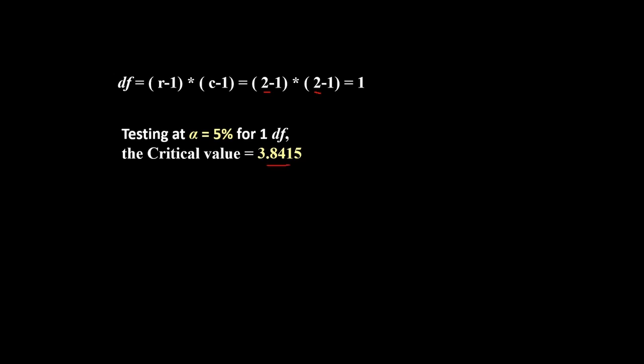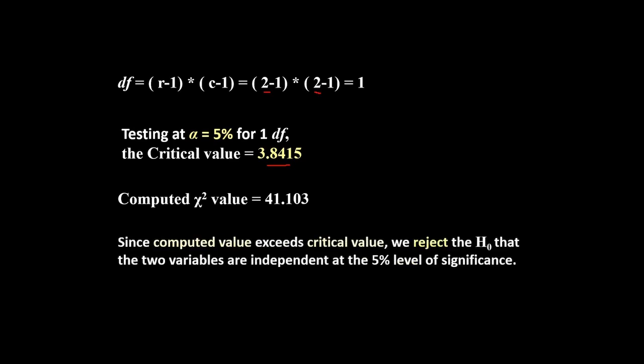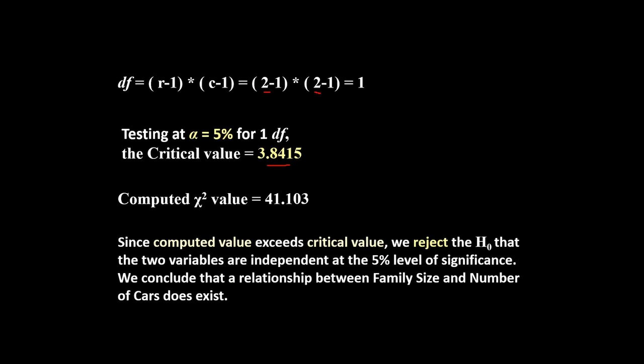3.8415 from a chi-square table, and we already calculated the test statistic of 41.103, and you can see that 41.103 is more than 3.8415. Therefore, we can conclude that there is a relationship between family size and car ownership. That's the conclusion we have. And of course, we do see an interesting pattern. So I'm going to stop here and show you how to do this using SPSS.